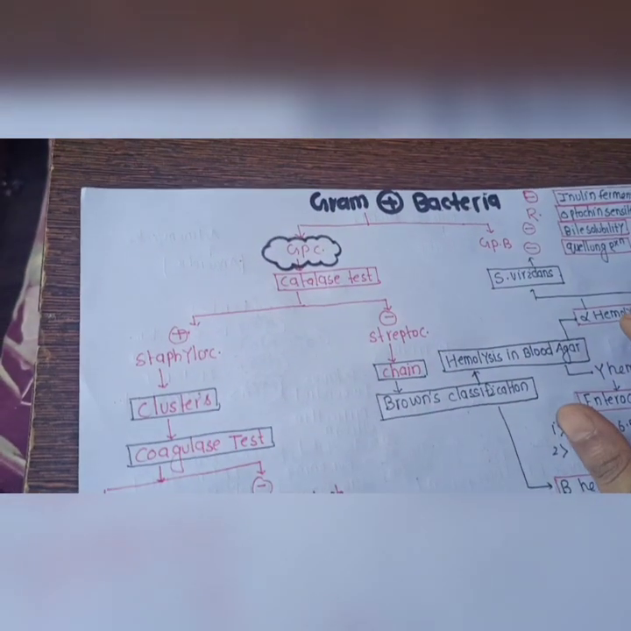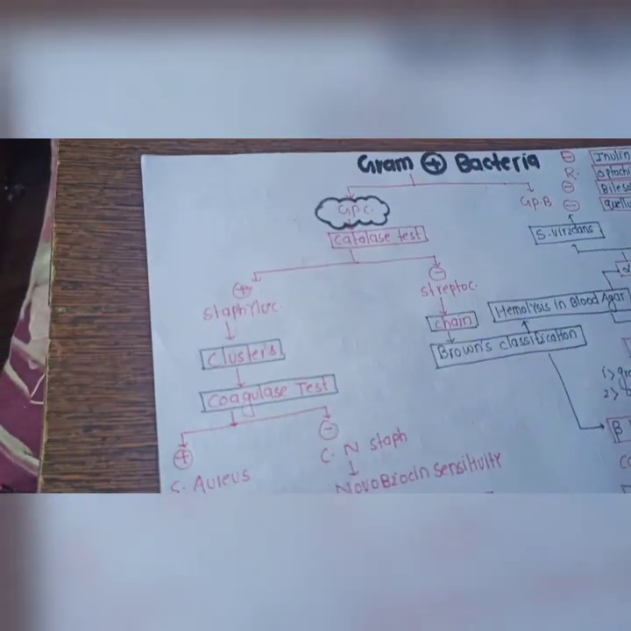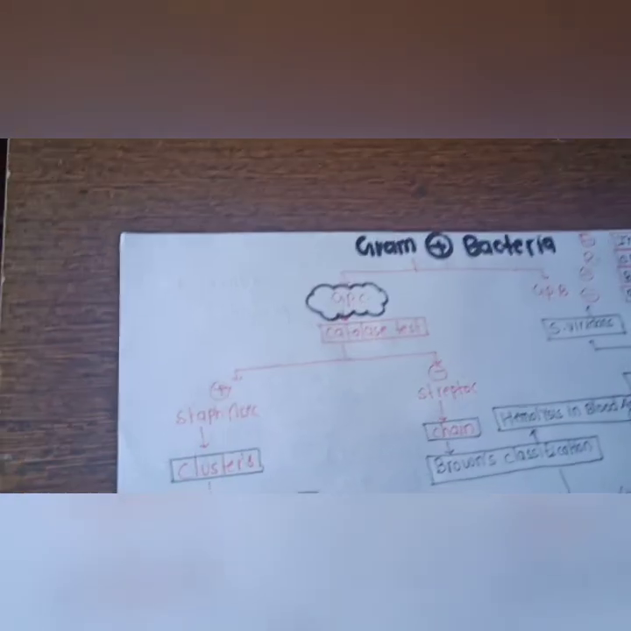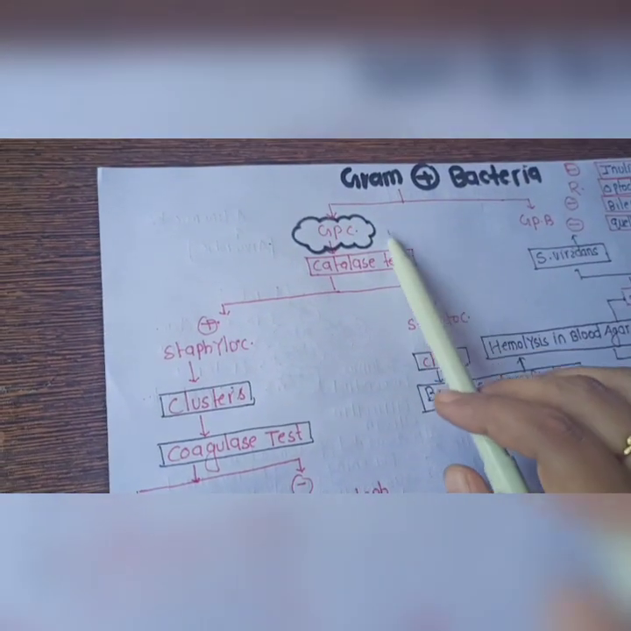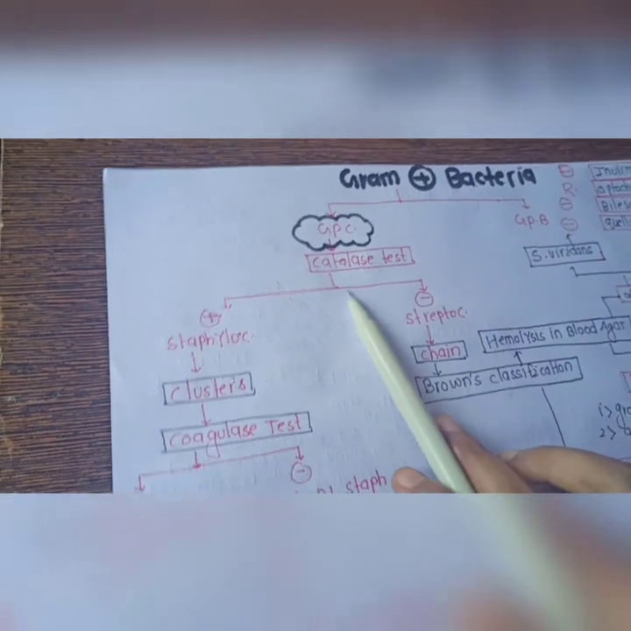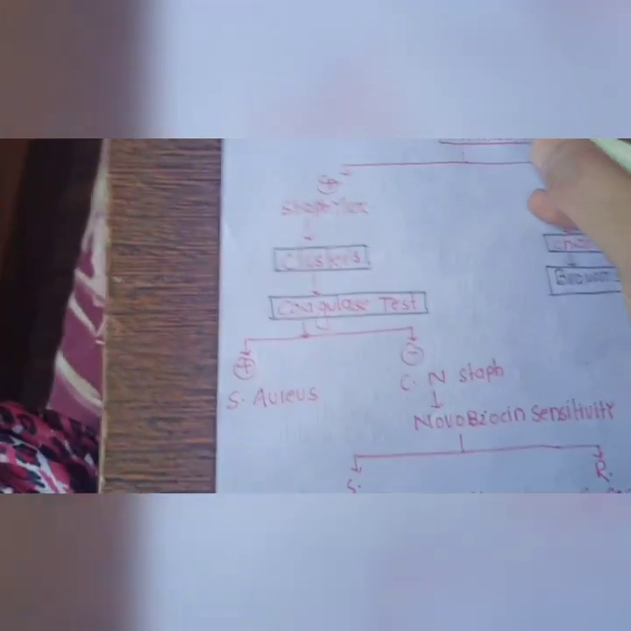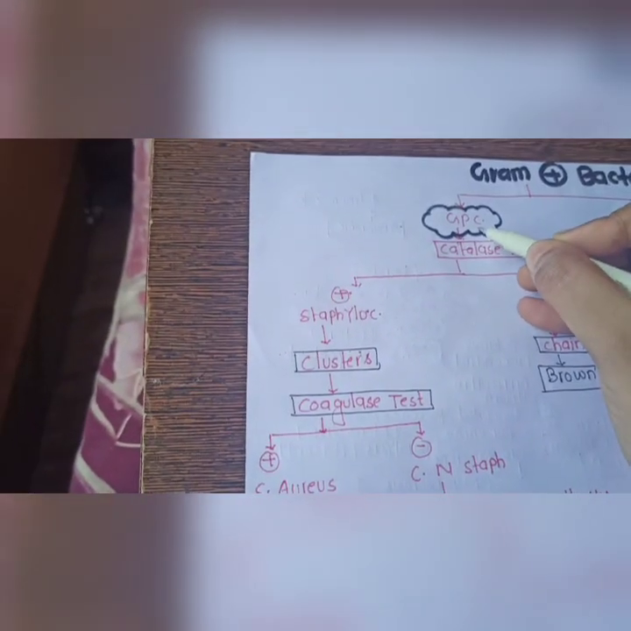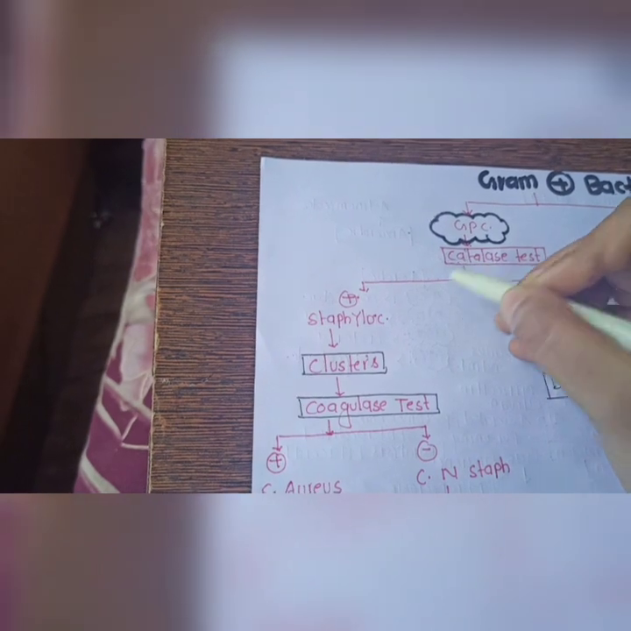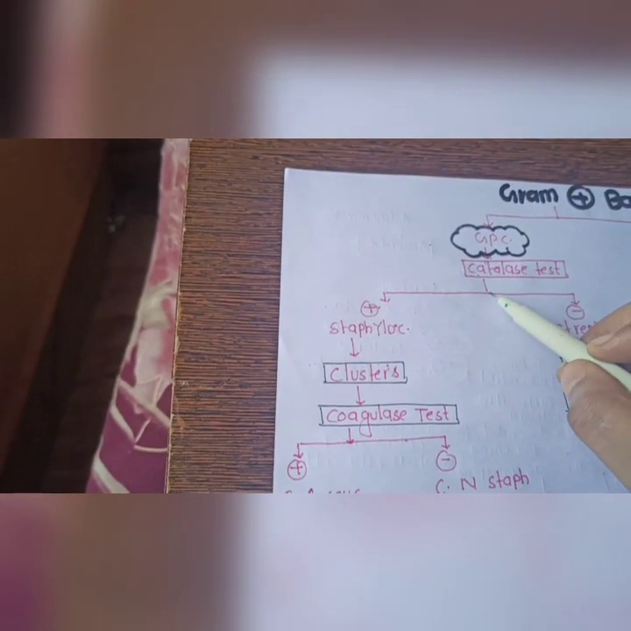Today we will learn how to condense bacteriology into one page. Today we will learn gram-positive bacteria, composed of gram-positive cocci and bacilli. First, let's learn cocci. All the cocci are tested with the catalase test first.